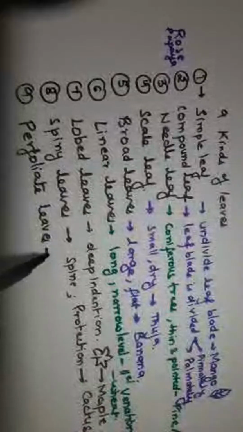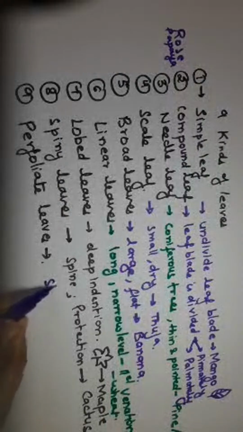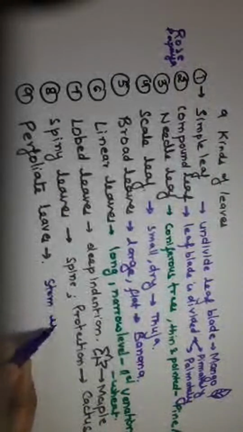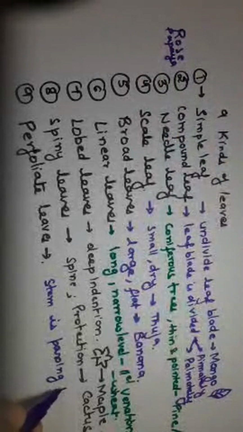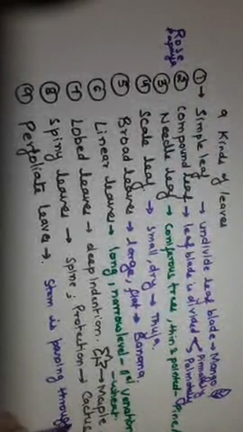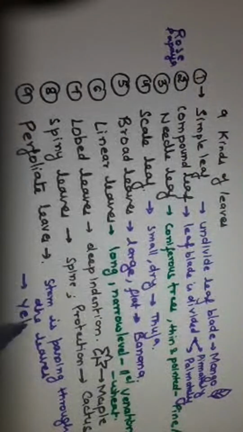The next kind of leaf is the perfoliate leaf. In this kind of leaf, the stem appears to pass through the leaf. It will look like the stem is passing through the leaf. This kind of leaf is found in yellow wort.